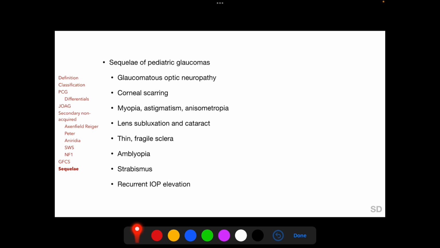In addition to glaucomatous optic neuropathy and corneal scarring, sequelae of pediatric glaucoma include myopia, astigmatism, anisometropia, lens subluxation and cataract development, a thin fragile sclera which is prone to rupture with mild trauma, amblyopia, strabismus, and recurrent IOP elevation which can occur years later.